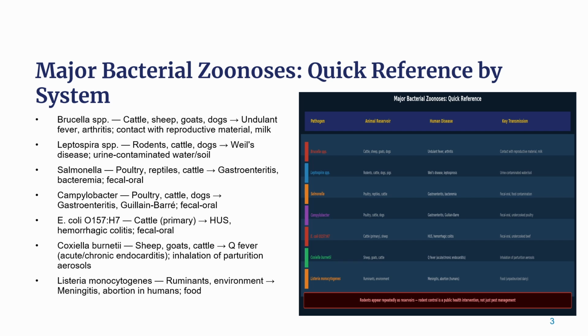Notice that parturition events, birthing, are high-risk exposure points for Brucella, Coxiella, and Listeria. Anytime you're assisting a birth or handling placental material, you should be thinking about what the animal might be shedding. And notice how many of these are foodborne. Pasteurization of milk and safe meat handling aren't just regulatory requirements, they're the critical breakpoints in transmission chains affecting millions of people.